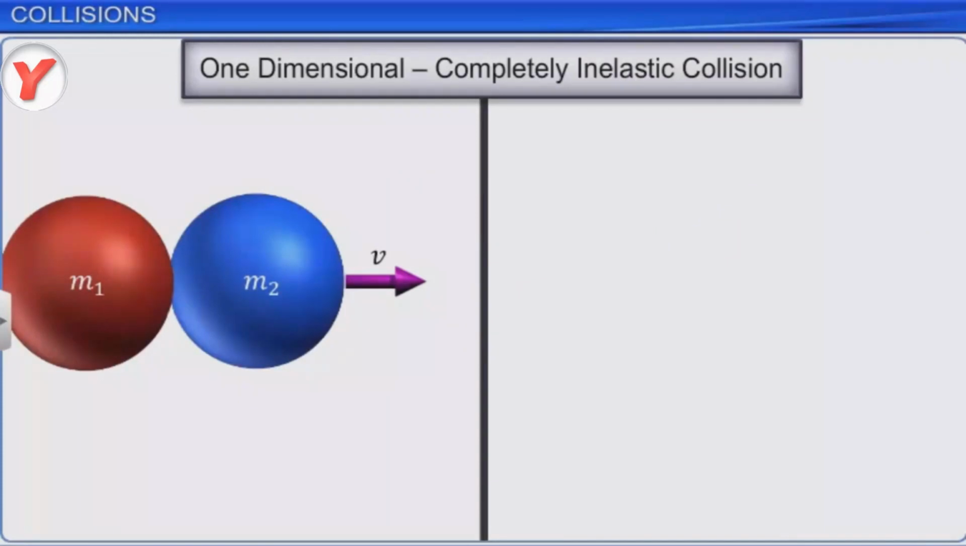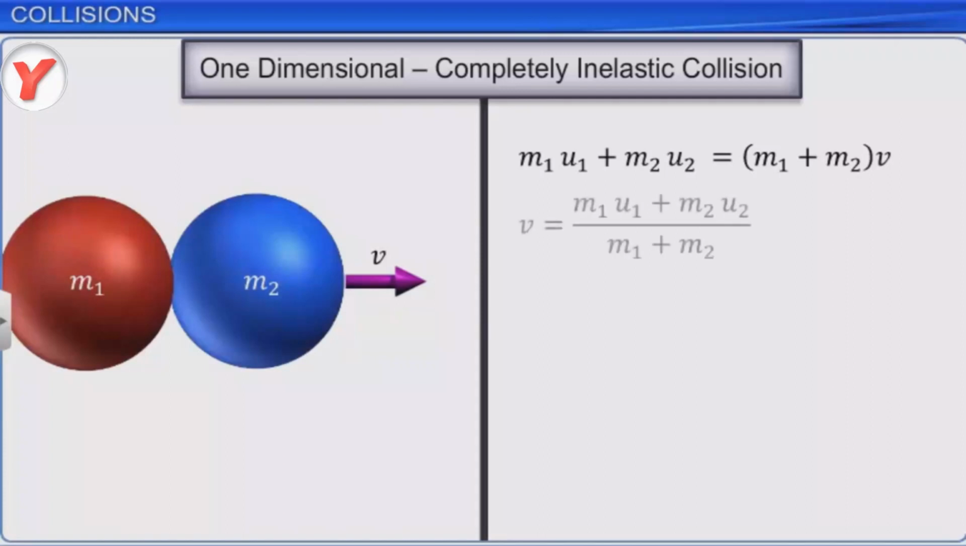Since the momentum of the system is conserved during the collision, we have m1 u1 plus m2 u2 is equal to m1 plus m2 into v. This implies that the velocity after the collision v is equal to m1 u1 plus m2 u2 divided by m1 plus m2. Let this be equation 12.